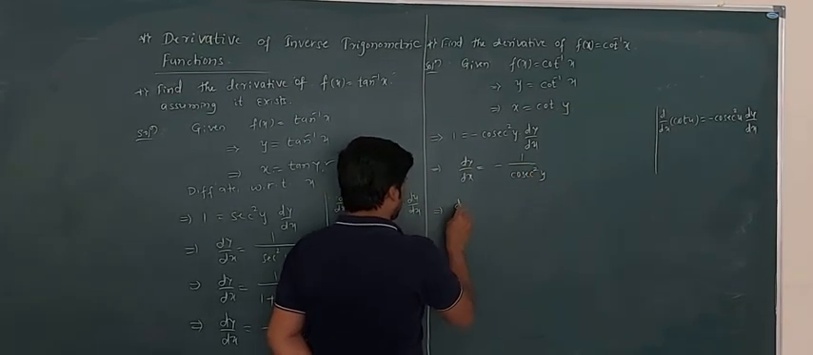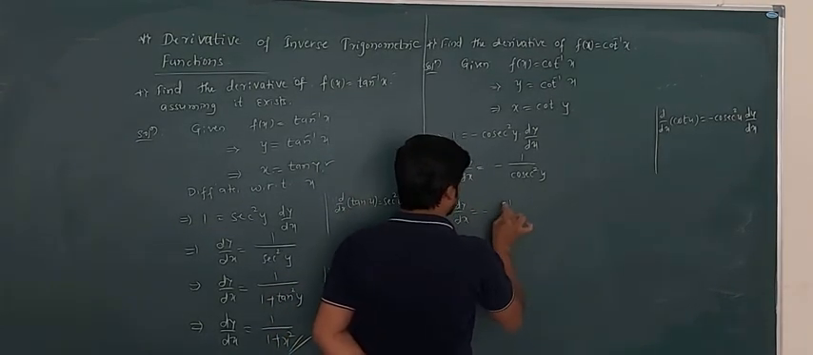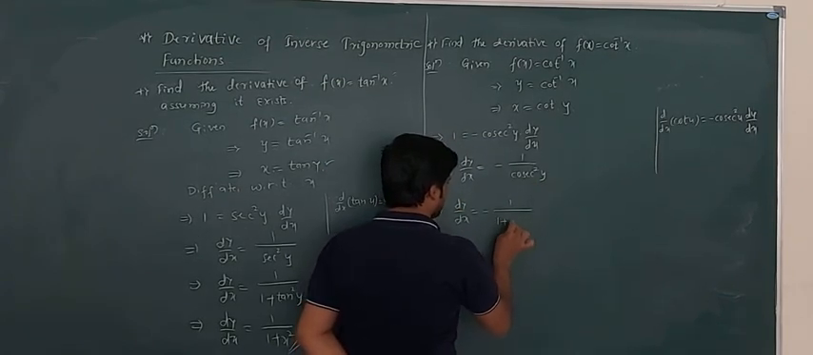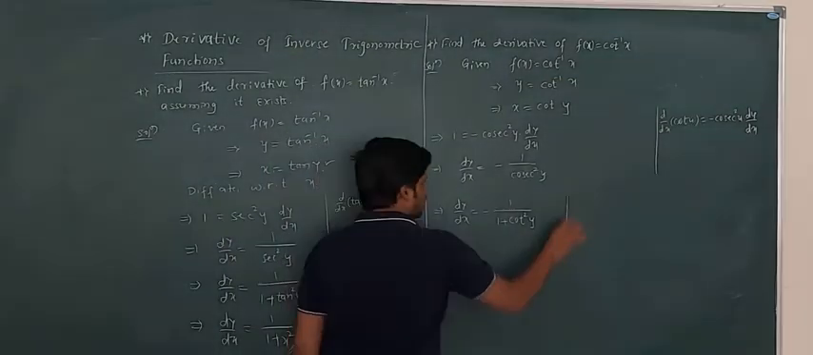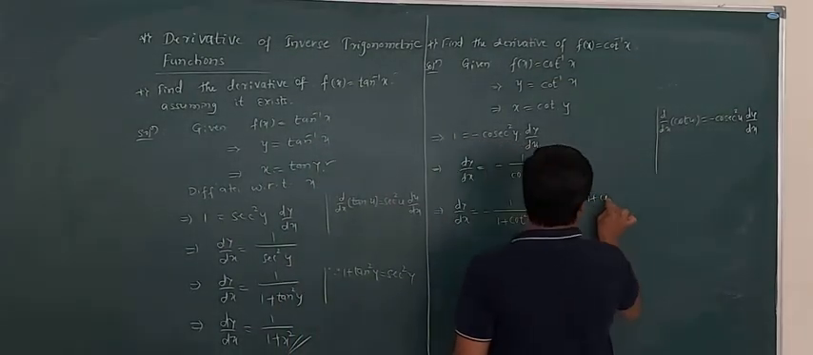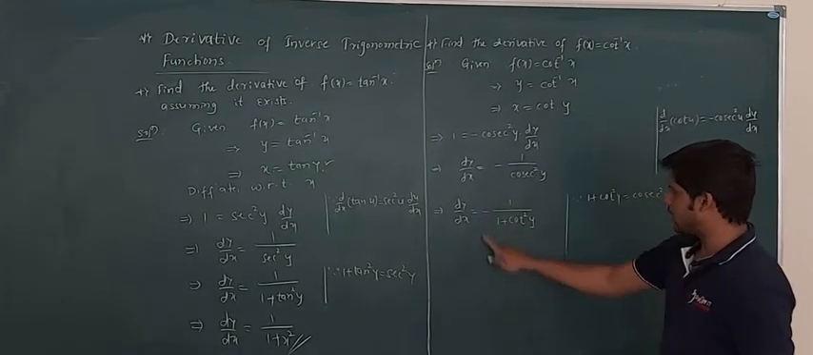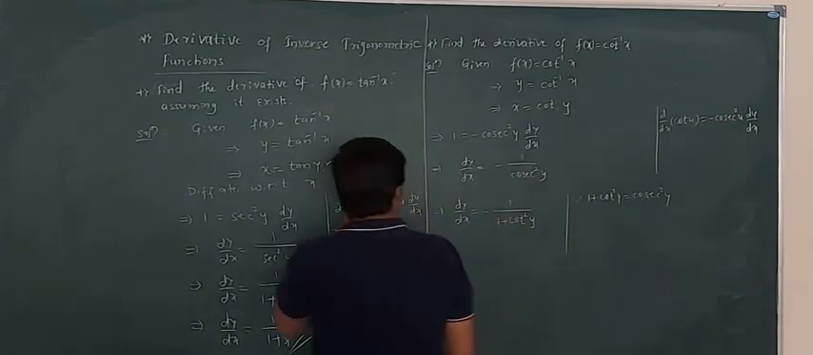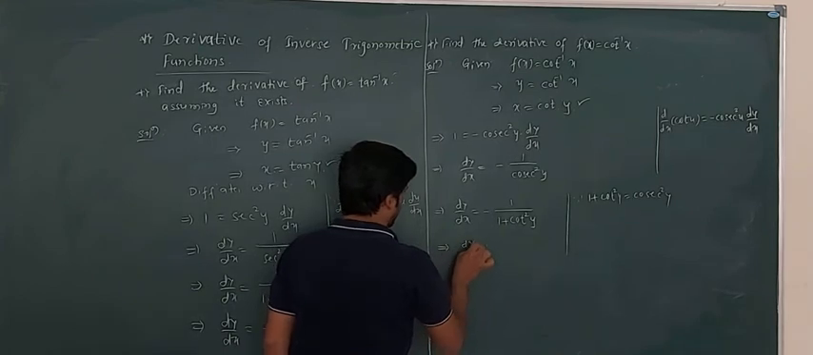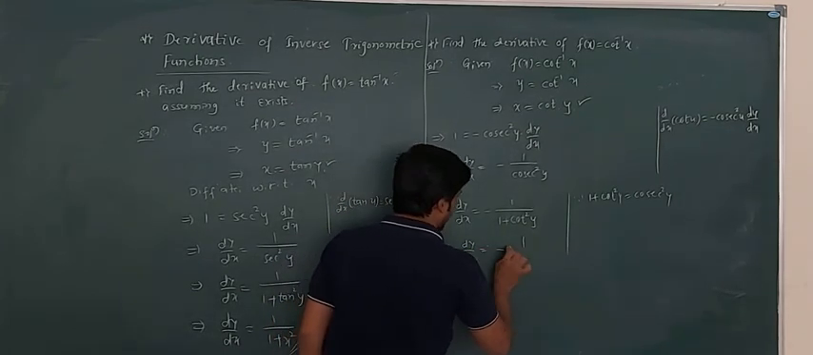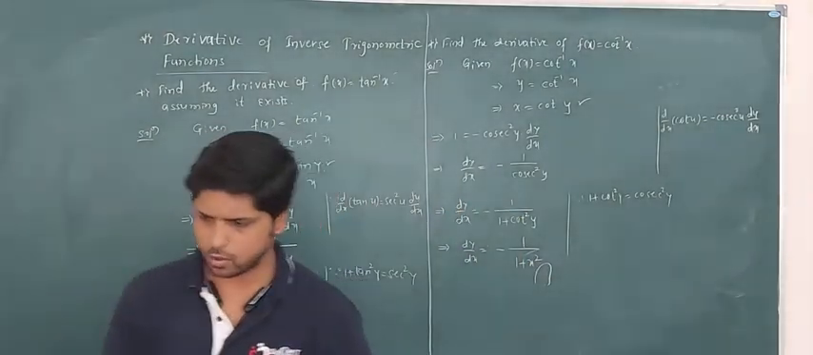And also we know that dy by dx is equal to minus 1 upon cosec square y, which can also be written as minus 1 upon 1 plus cot square y, because we know the identity 1 plus cot square y is equal to cosec square y. So minus as it is. Cot y is equal to x, then cot square y is equal to x square. Therefore, dy by dx is equal to minus 1 upon 1 plus x square, which is our required solution.